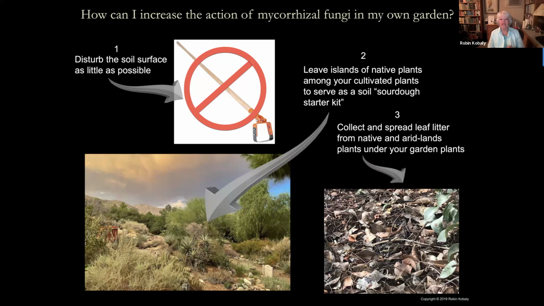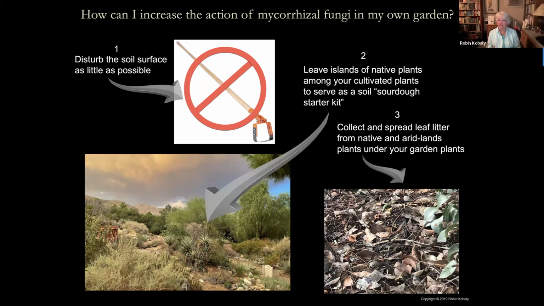The second thing you can do is, if you have any native plants in your yard at all, try to leave islands of native plants, if possible, that were already there before your soil or your land was developed, and your house was built. If you have any native plants, try to keep that little island there, because it serves as basically your sourdough starter kit.